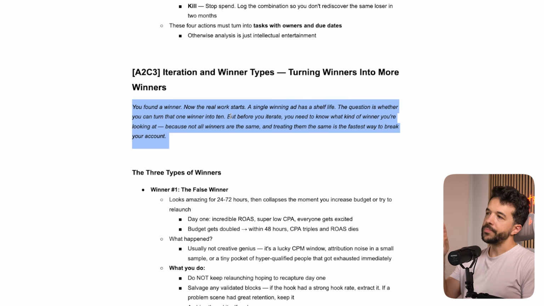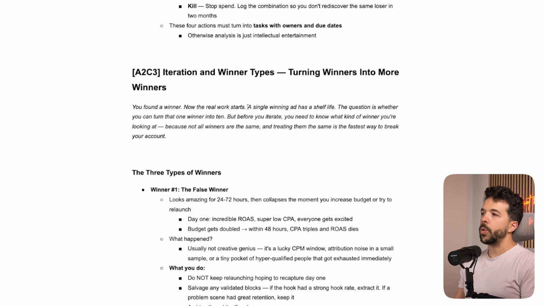That said, the different winner types are something that, again, changed completely the way we do iterations. And every time you find a winner is where the real work starts. Most companies out there, most operators focus on finding that winner, but that's where the work starts.